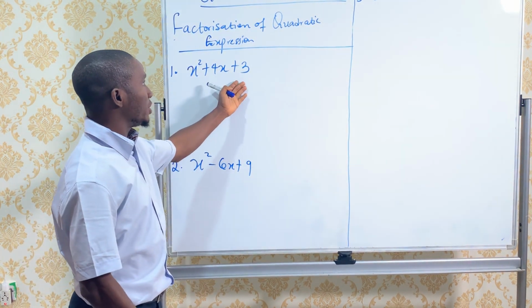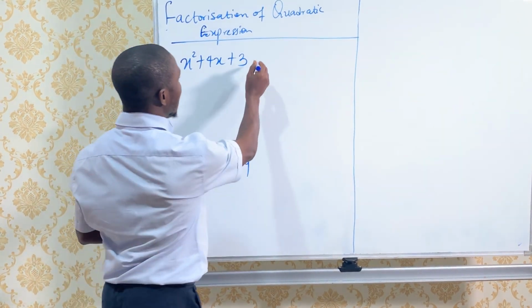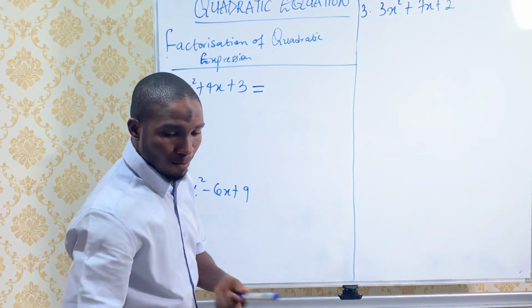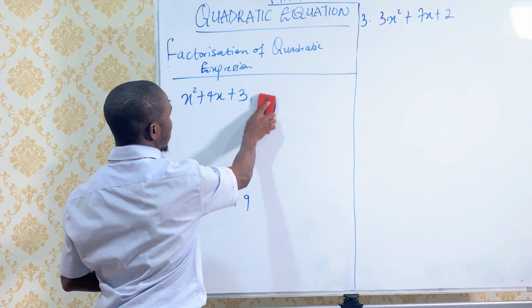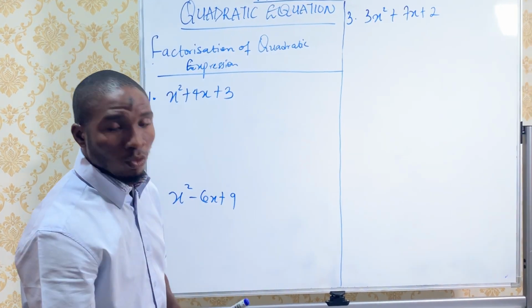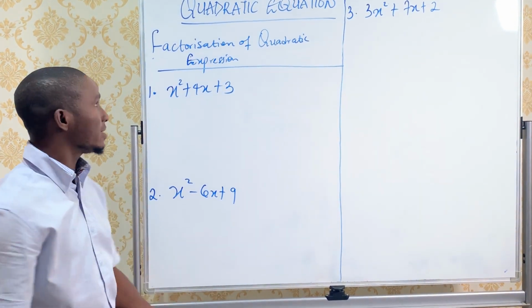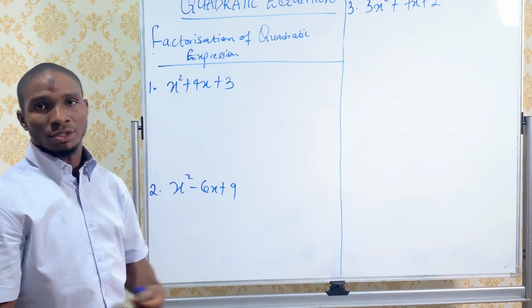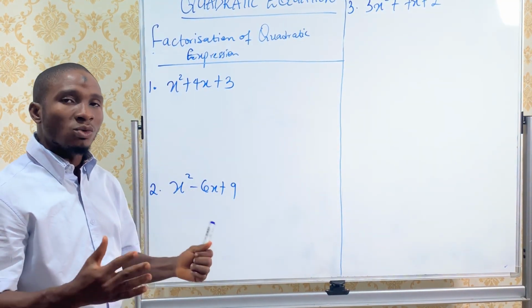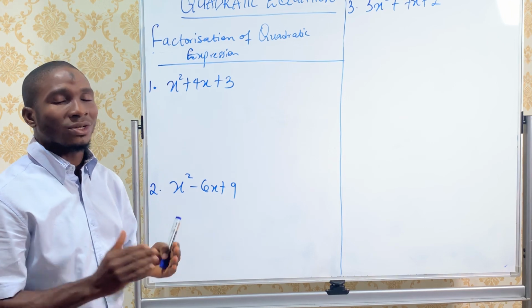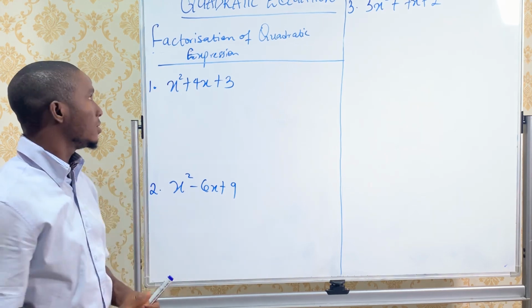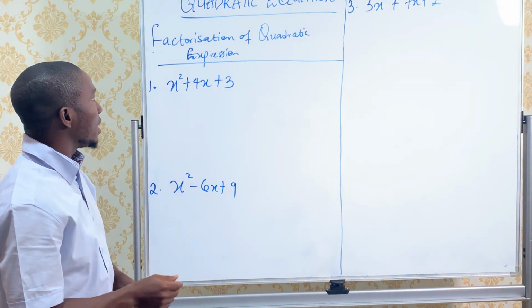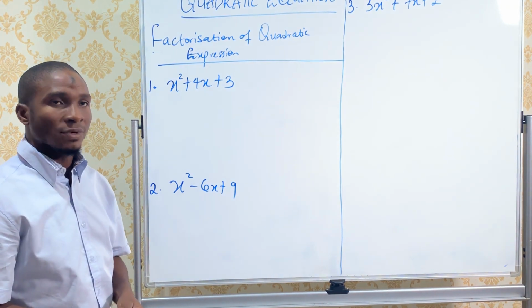Now, this is an expression just because the equal sign is not there. So this is an expression. Now, we want to look at how we can factorize a quadratic expression. After that, we will look at it in the form of an equation. How can a quadratic equation be solved? First, we want to look at how a quadratic expression can be factorized.